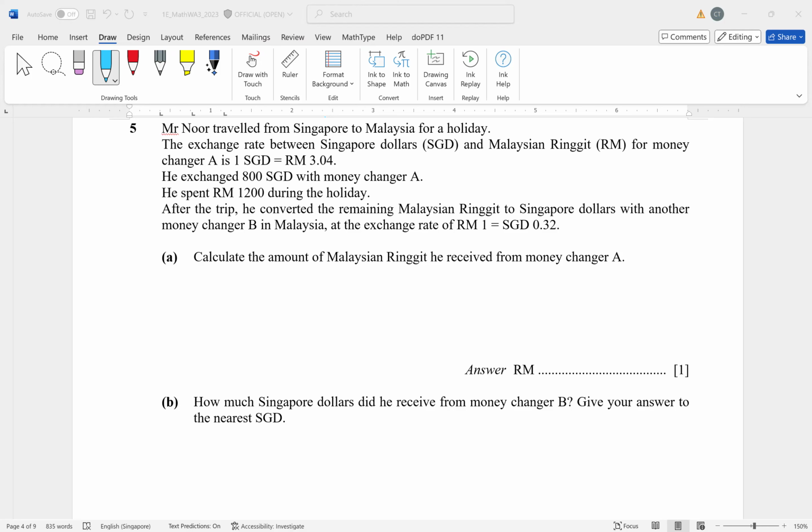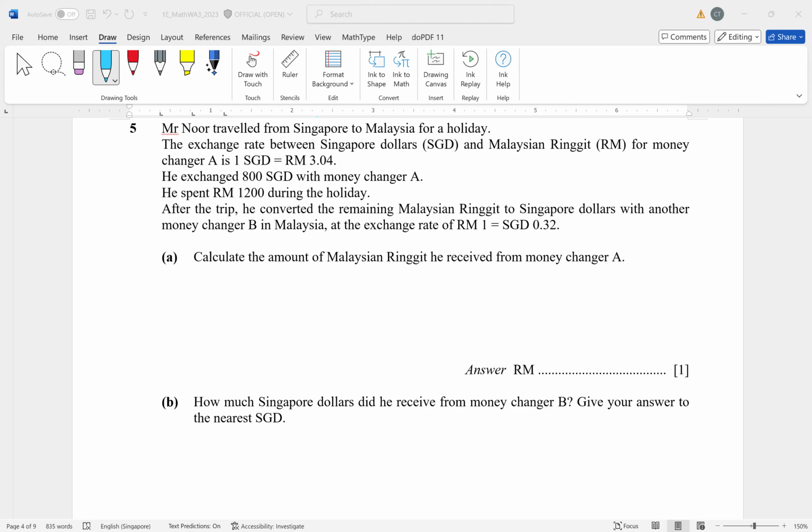So Mr. Noor traveled from Singapore to Malaysia for a holiday. The exchange rate between Singapore dollars and Malaysian ringgit for money changer A is 1 SGD equals RM 3.04. He exchanged $800 SGD with money changer A. He spent RM 1,200 during the holiday. After the trip, he converted the remaining Malaysian ringgit to Singapore dollars with another money changer B in Malaysia at the exchange rate of RM 1 equals SGD 0.32.